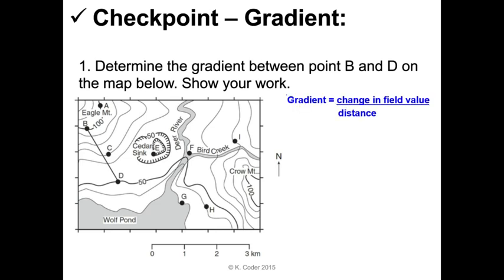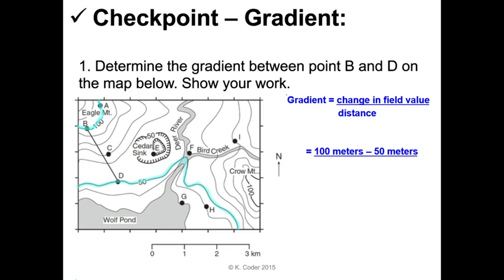We're going to set up our equation. Gradient equals the change in field value over distance. Again, our field value on a topographic map is elevation. So our change of elevation is going to be from 100 to 50. Okay, and then our distance is going to be a straight line from B to D.